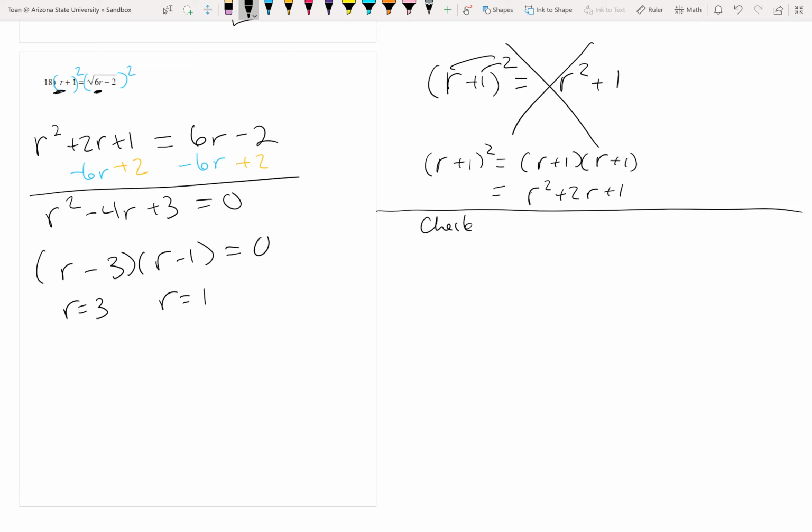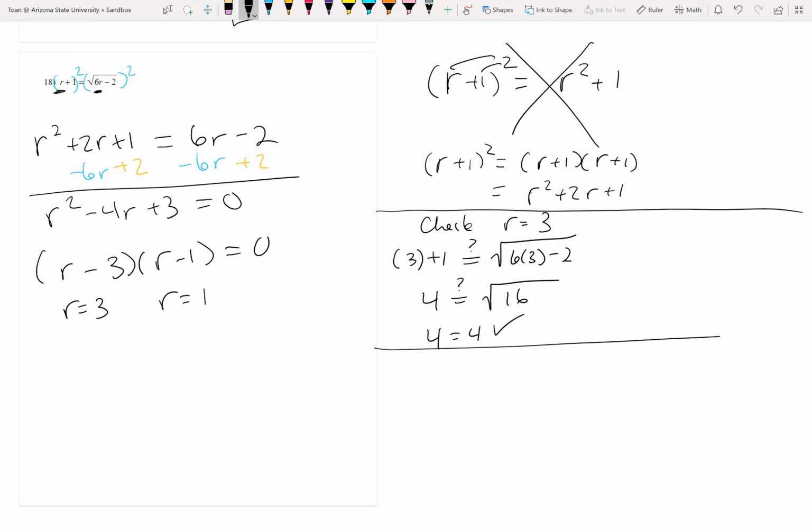So to check r equals 3, just plug into the original equation before you squared it. So 3 plus 1 equals question mark, the square root of 6 times 3 minus 2, and then you just do math. 4 equals question mark. That's 18 minus 2 is 16, and of course 4 does equal 4. That's good. So I'll circle this guy.